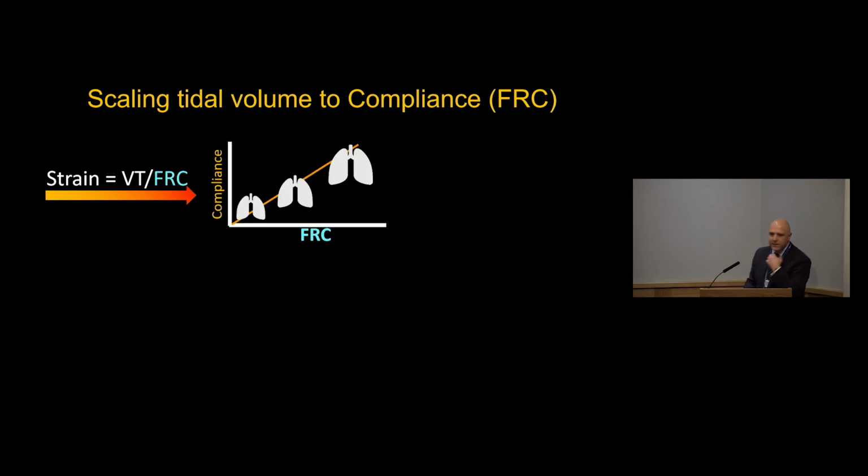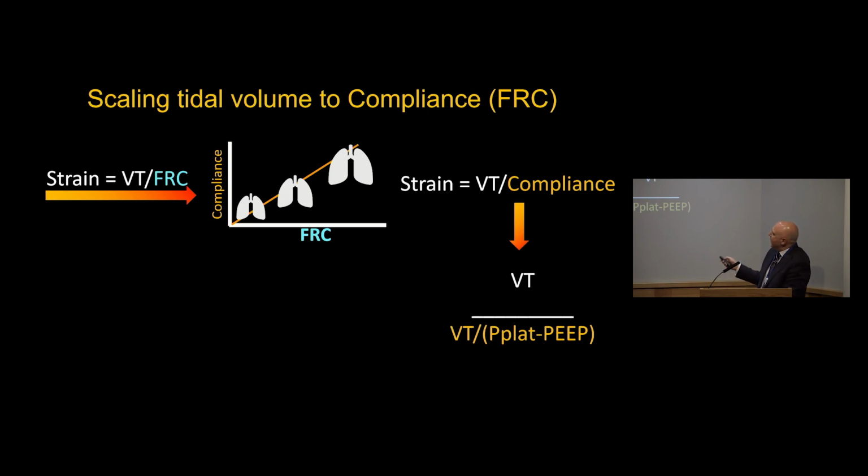But we can use some physiological derivation. We know that FRC and compliance are in a sort of way related. So in a way, instead of doing strain, which is tidal volume divided by FRC, given this relationship between compliance and FRC, we can say that the strain is similar to tidal volume divided by compliance, okay? So if you follow this a little bit more, we also know that compliance is tidal volume divided by plateau pressure minus PEEP.